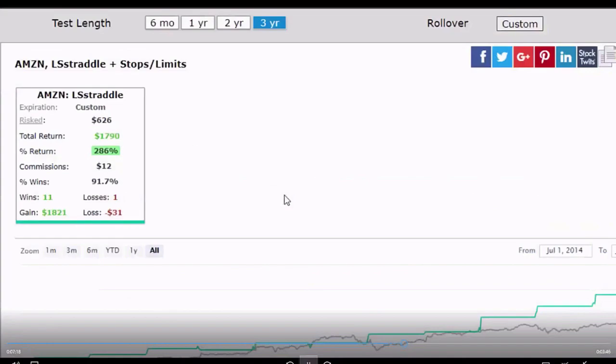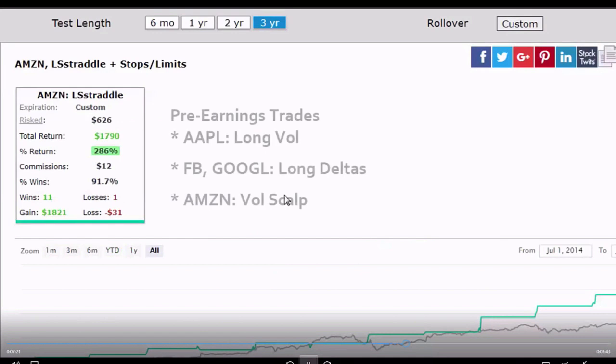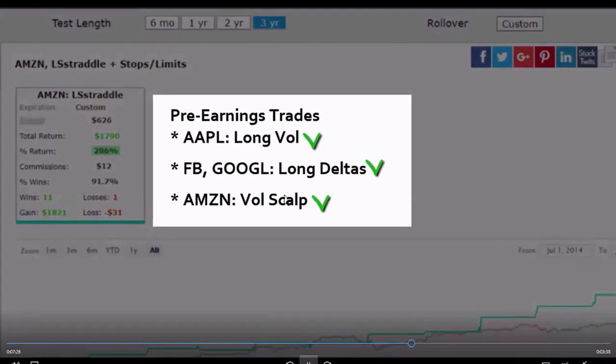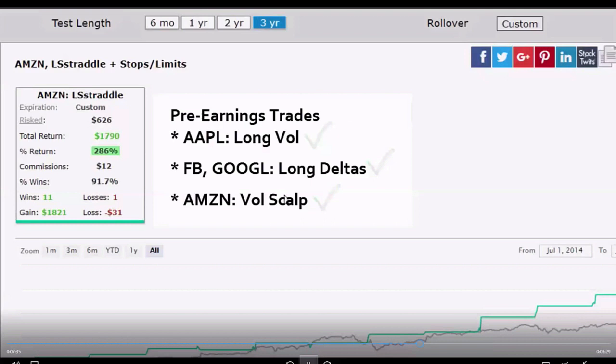And now we have our pre-earnings trade for Amazon, and before we found the trade for Apple, and before that we found it for Alphabet and Facebook. Here they are. We should consider them not one at a time, but rather as a portfolio to manage risk. We're taking delta bets, we're taking volatility bets, and then we're taking a volatility scalp.